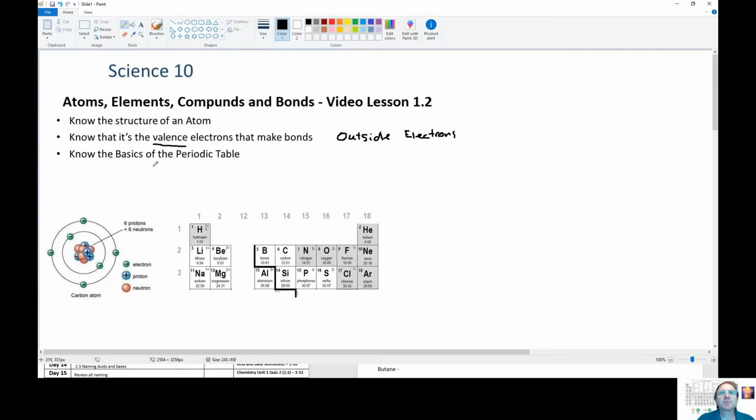And we're going to go over some of the basics of the periodic table. You do need to be getting very comfortable with it already, but definitely after this lesson you should know some key information about the periodic table. But let's start with the structure of the atom.